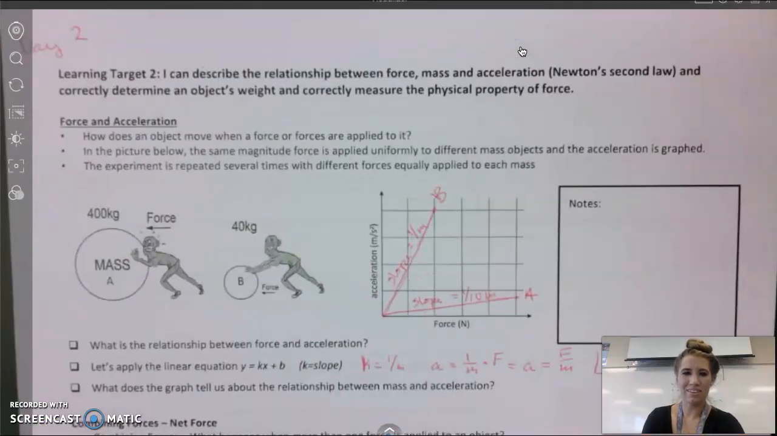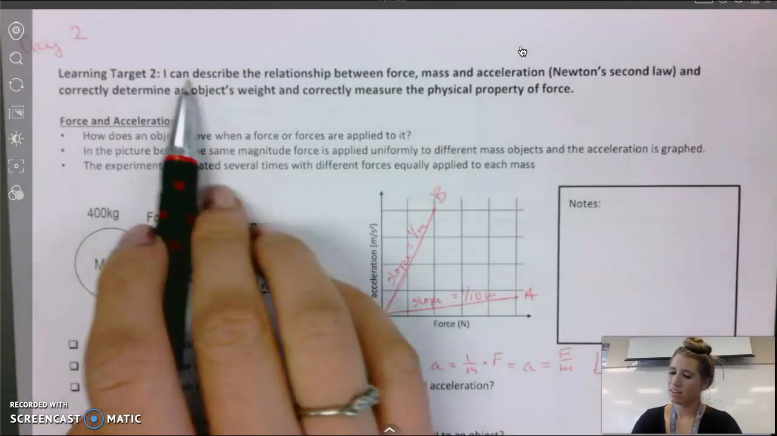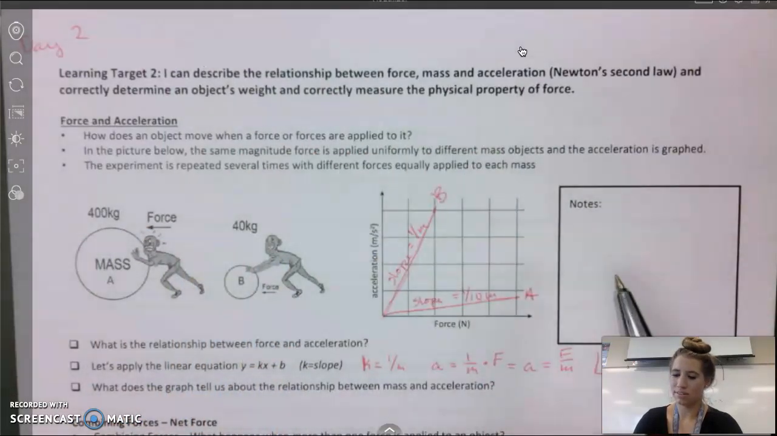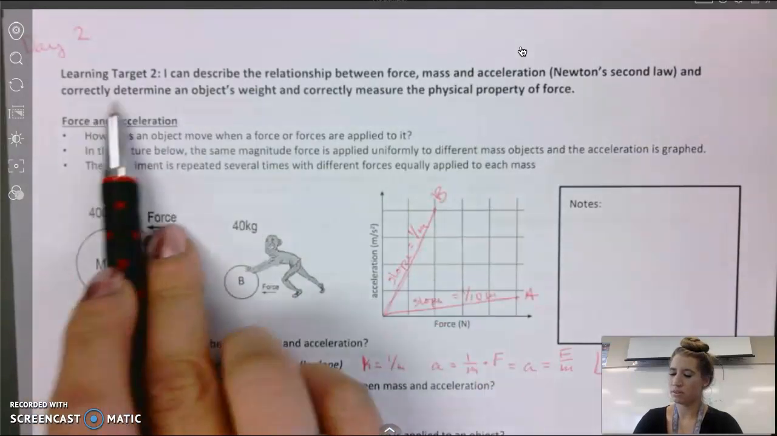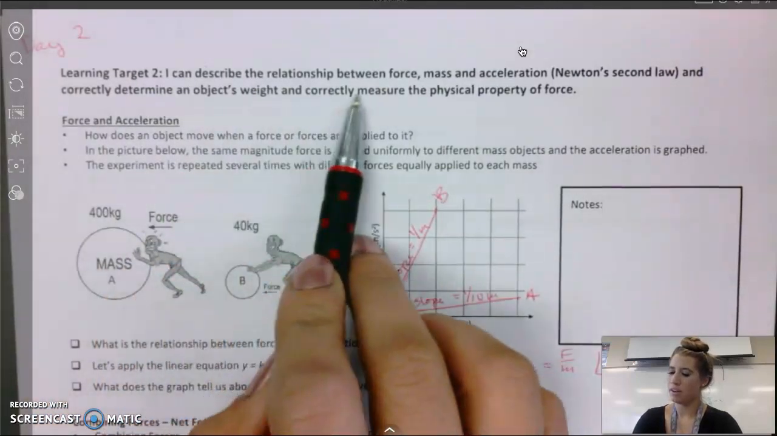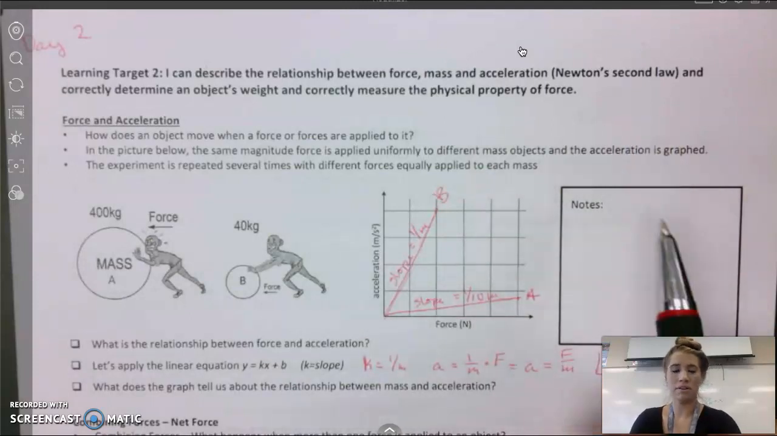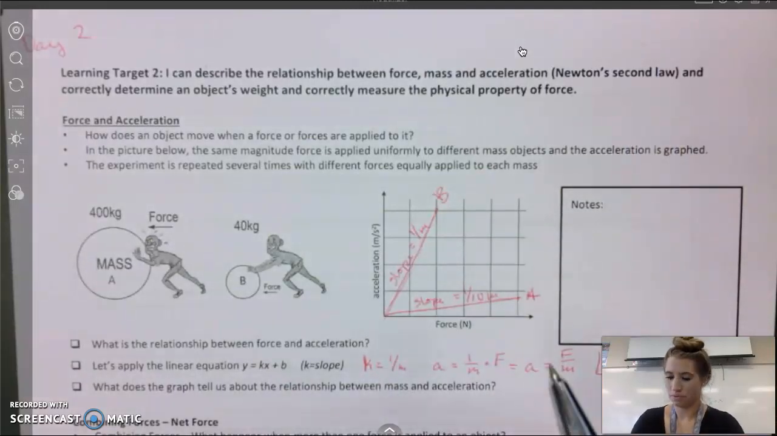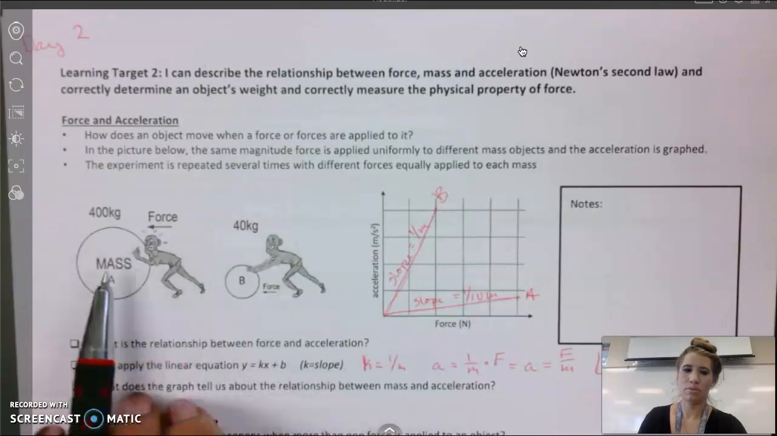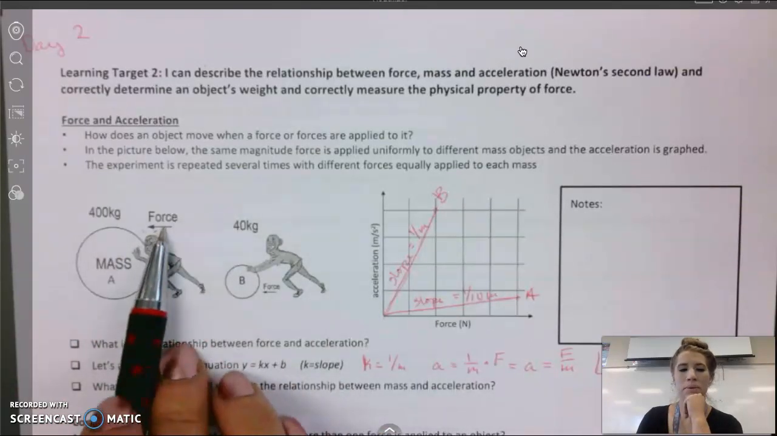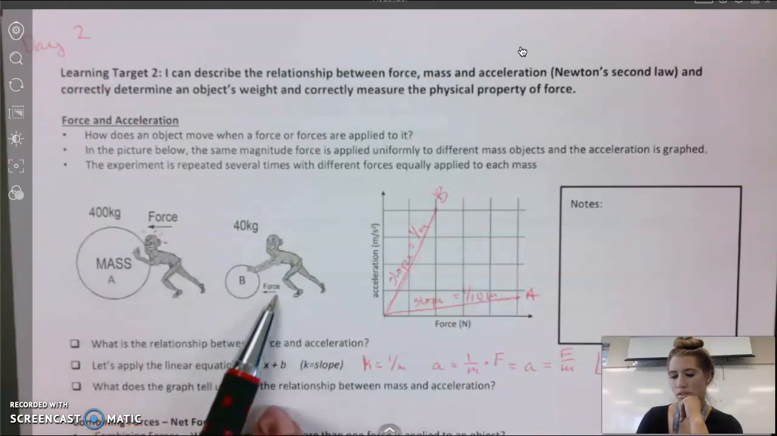So, learning target number 2. I can describe the relationship between force, mass, and acceleration. Okay? And can correctly determine an object's weight and measure the physical properties of force. Okay?